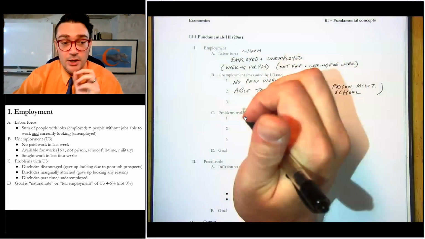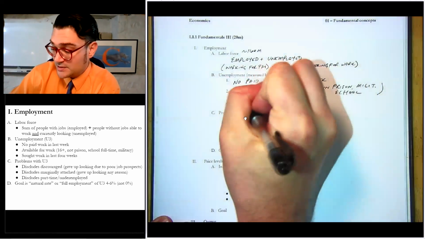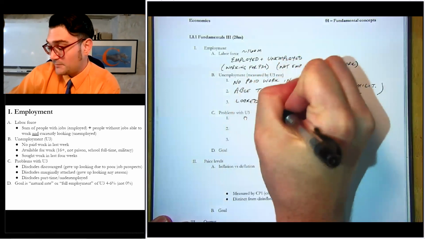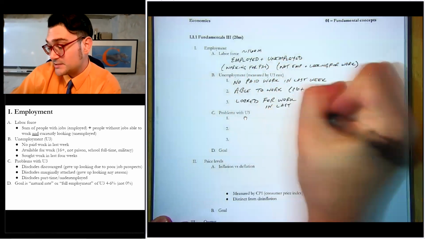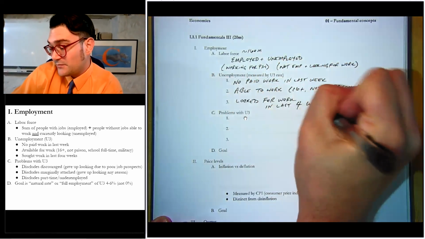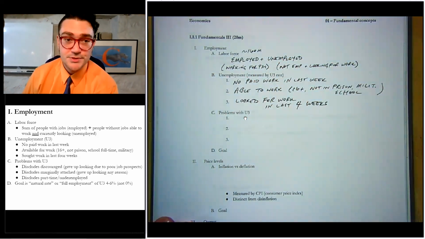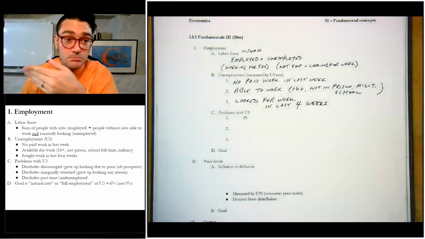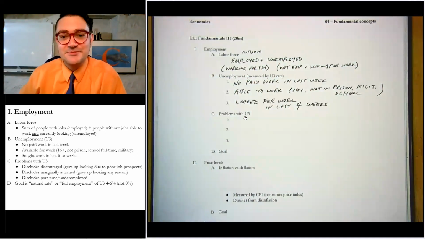The third thing for the unemployed: you have to be all those two, and you have to have looked actively for work in the last 4 weeks. Now, what happens if you haven't looked in the last 4 weeks, but you looked 5 weeks ago? You're not unemployed. You're not in the labor force, technically. You're not employed. You're not unemployed. Too bad, so sad.